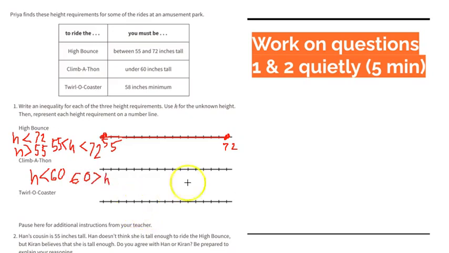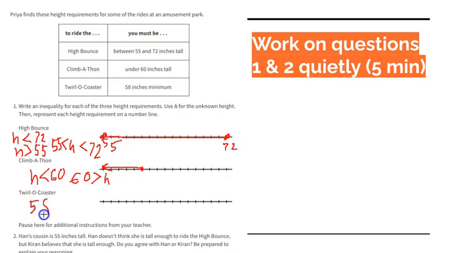Either one works. So in this situation, if we still use what we have from above, that's 55 still. Let's say that's a 60. We can put an arrow, right? Because there's no endpoint to it. Obviously you've got to physically be able to get on the thing, but it can be anywhere less than 60. What about the twirler coaster?